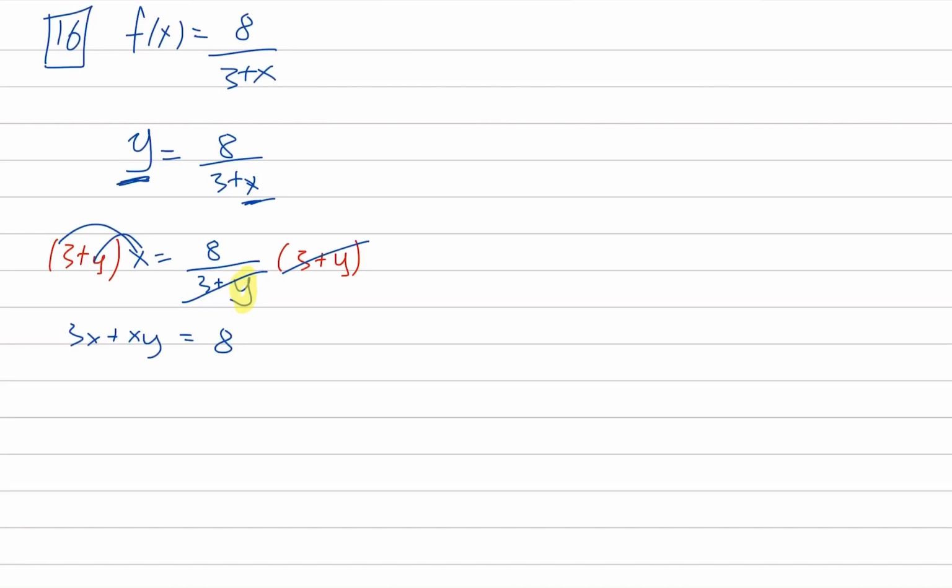Okay. So then here we want to solve for y. Before we isolate y, we need to factor x out here. Well, no, not factor out. We need to subtract 3x from both sides. So then xy equals 8 minus 3x.